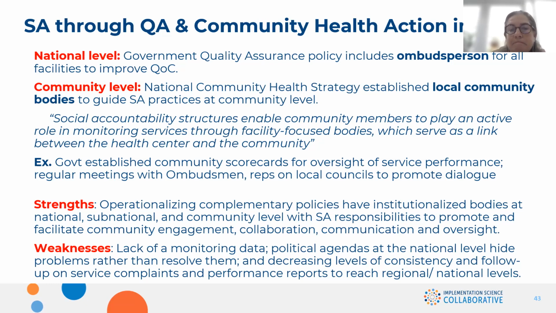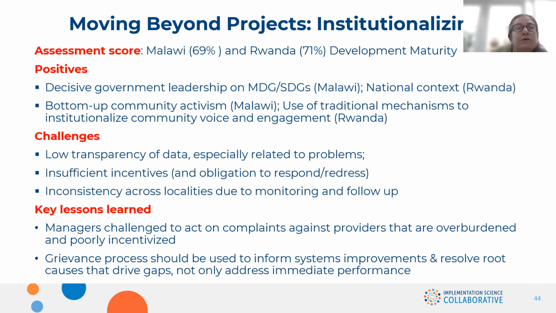Next. So when we applied the tool to these two projects, we found that they got very similar scores. In Malawi, it was 69%, and in Rwanda, 71%, in terms of the development and maturity of the program. The positives across the board were decisive government leadership, particularly focused on the MDGs and the SDGs, and the national context post-conflict in Rwanda, which really inspired them to take up the social accountability actions that were being done.